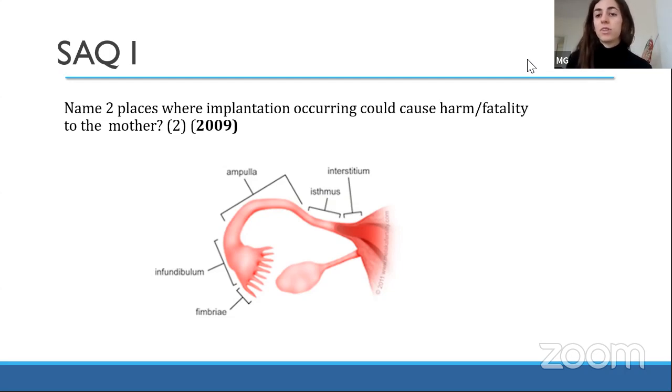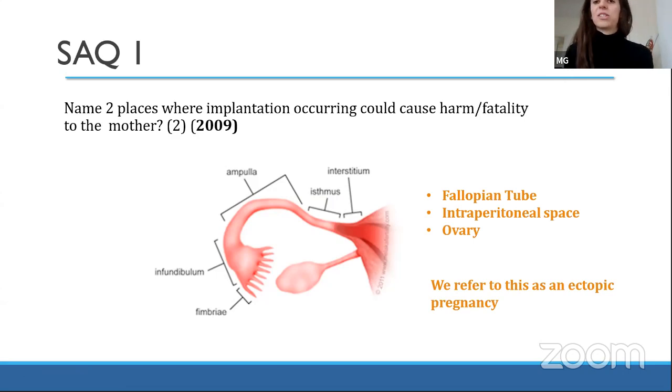Yeah, so ampulla, isthmus, infundibulum, cervix. So yes, thank you for all your suggestions. So essentially it's, in a few simple terms, something that's not the endometrium in the uterus, right? So if it implants in the fallopian tube, that can cause a lot of harm to the mother. In the intraperitoneal space, in the ovary, and the cervix, we refer to this as an ectopic pregnancy.